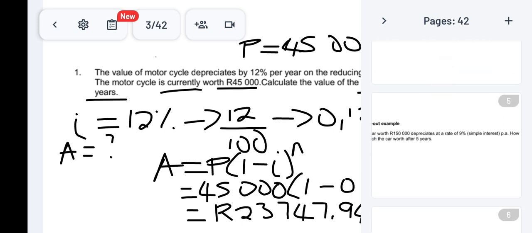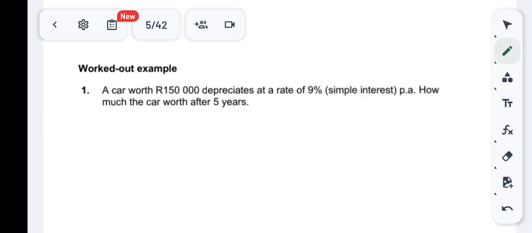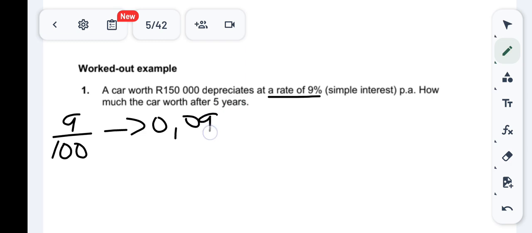Let's take another one. A car worth 150,000 depreciates at a rate of 9%. So 9% is the same as 9 over 100, which is 0.09, simple interest, that is the linear or straight line method, per annum. They're asking how much the car is worth after 5 years. So we have P, which is 150,000, we have i, and n, which is 5 years.